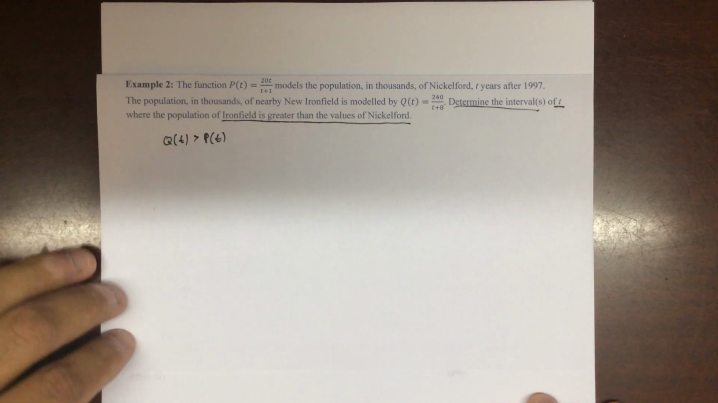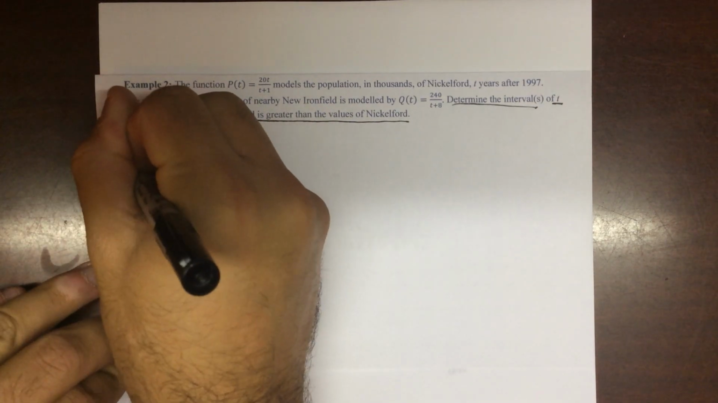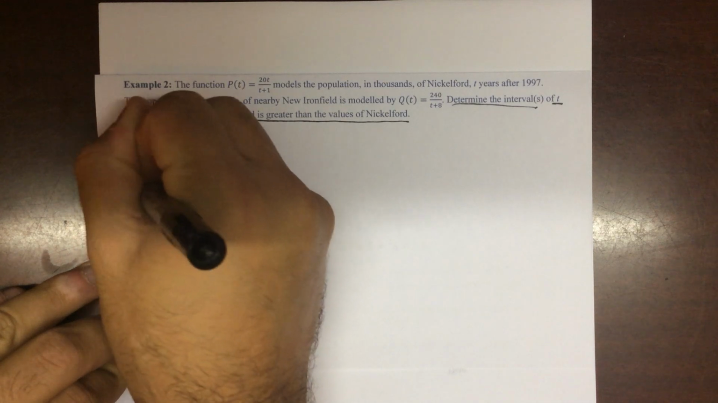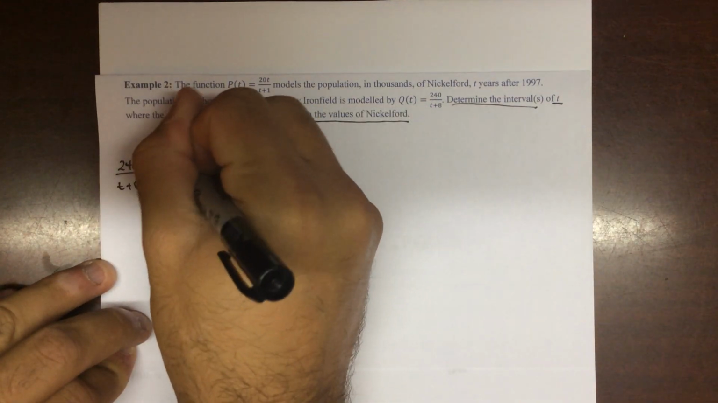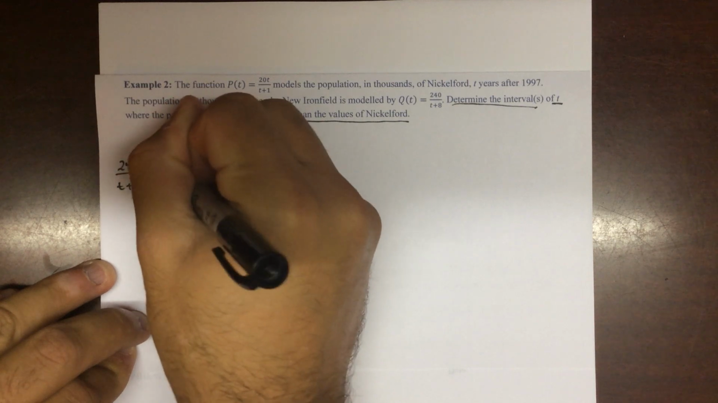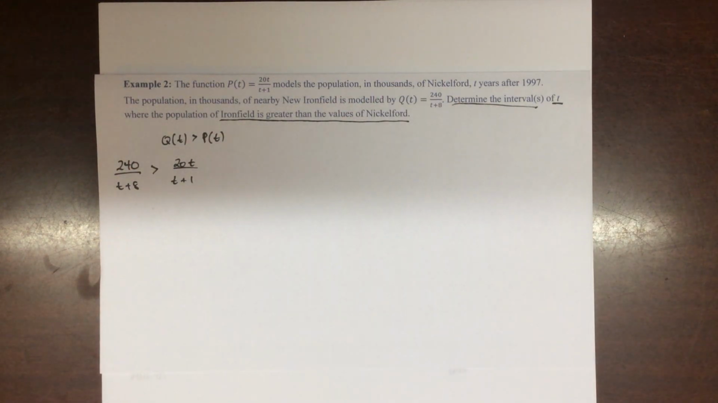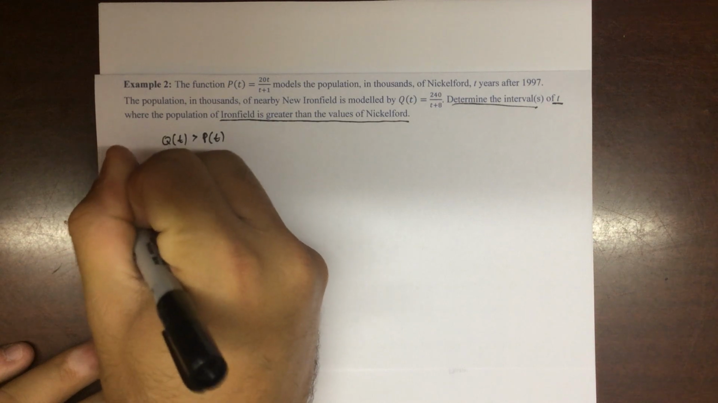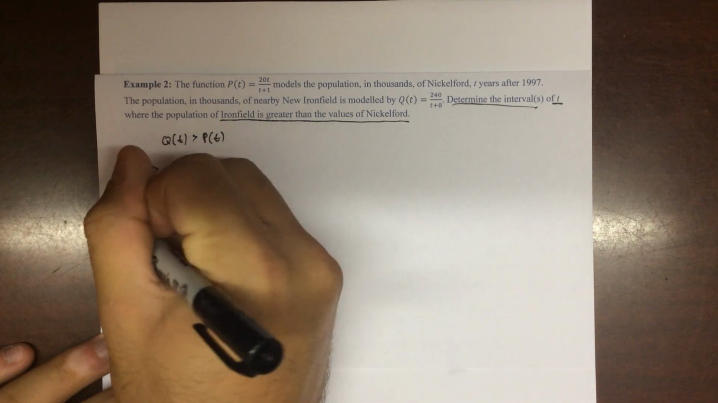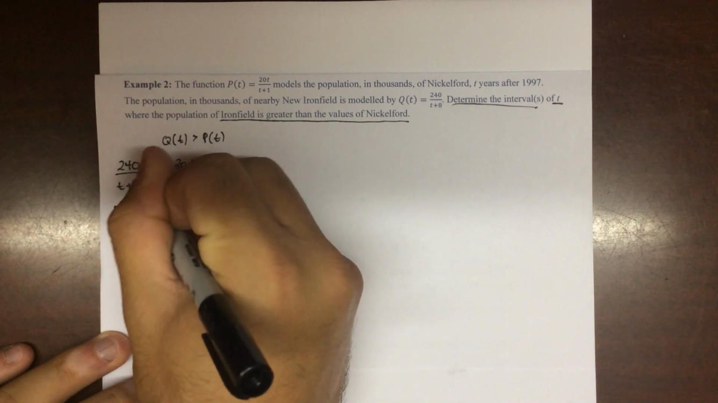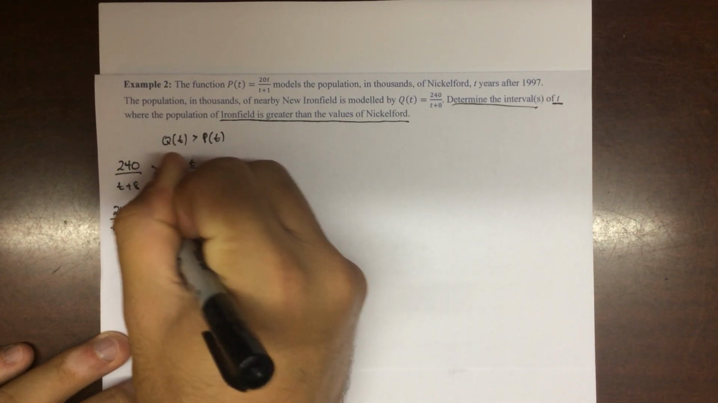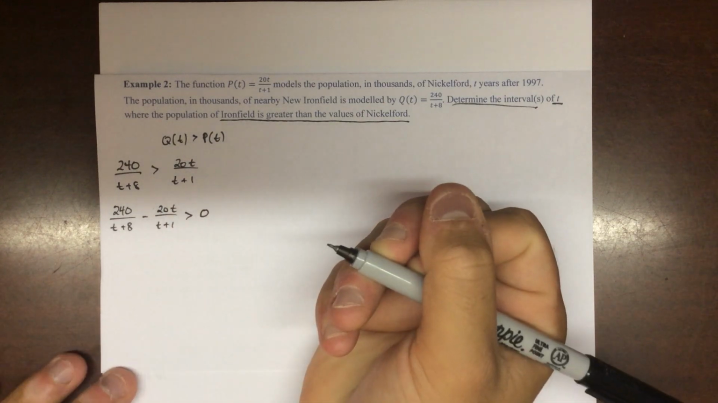And when I substitute in my functions, I'm left with 240 over t plus 8 is greater than 20t over t plus 1. And now we have a rational inequality. Let's go back to our skills that we acquired in lesson 5 and use those to solve this rational inequality. So first step, I'm going to bring my p of t function over the greater than symbol and subtract it from my q of t function to be left with this.